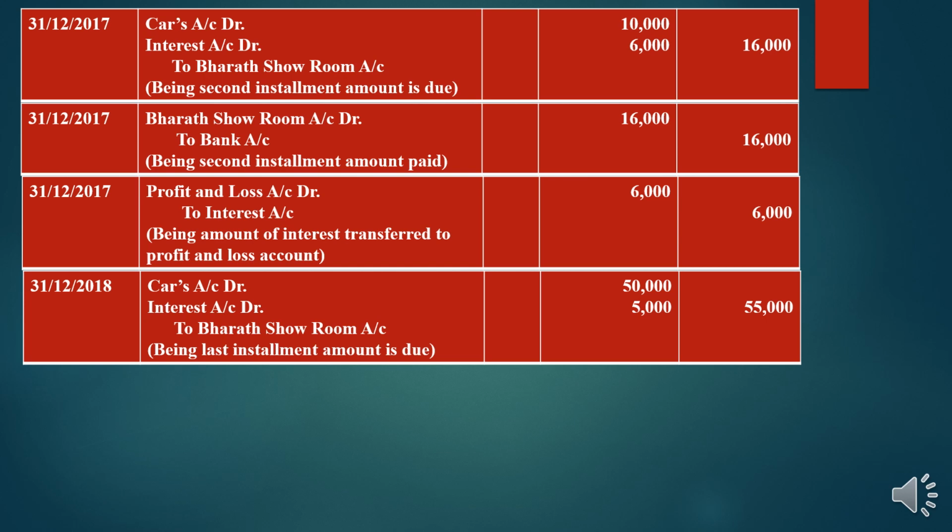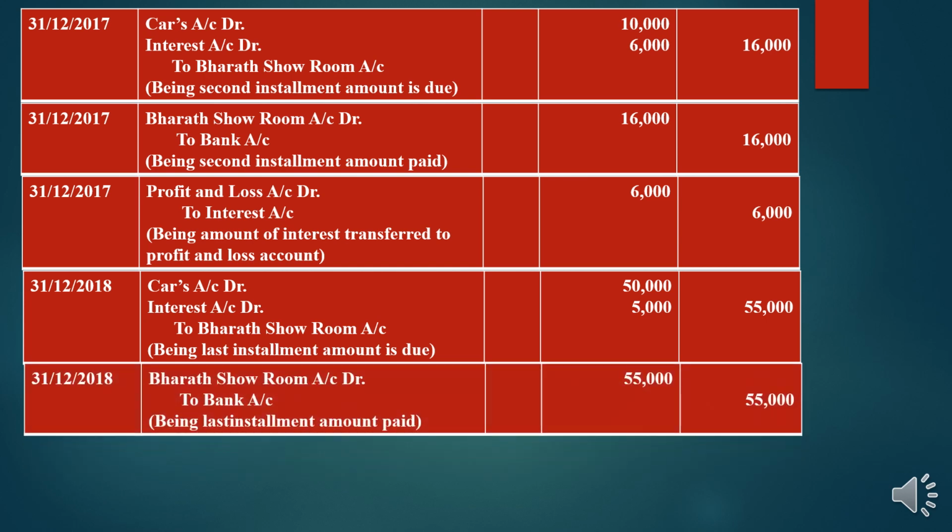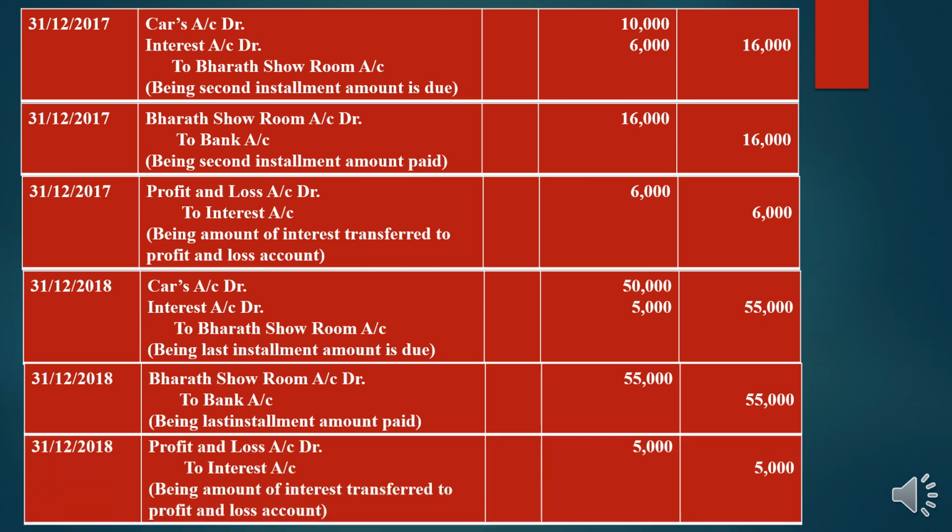So next for 2018, the first journal entry is to show the last installment amount due, the second journal entry is to show the last installment amount paid, and the last journal entry is to transfer the interest to profit and loss.